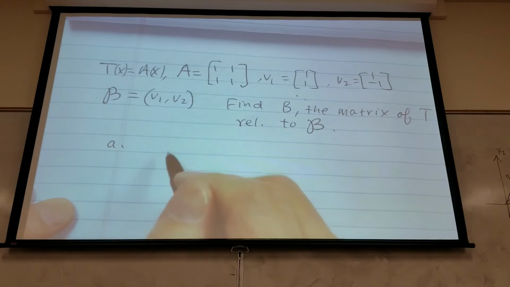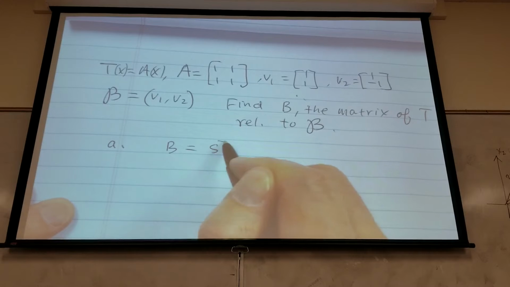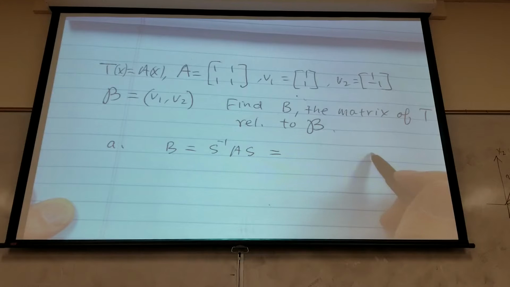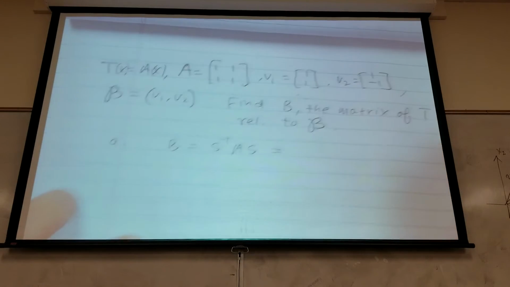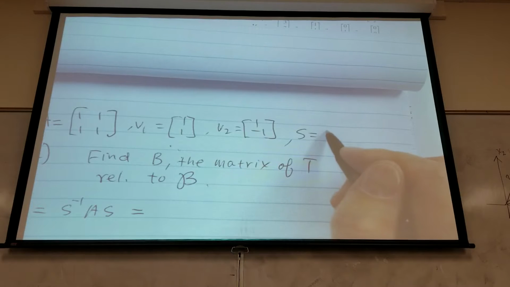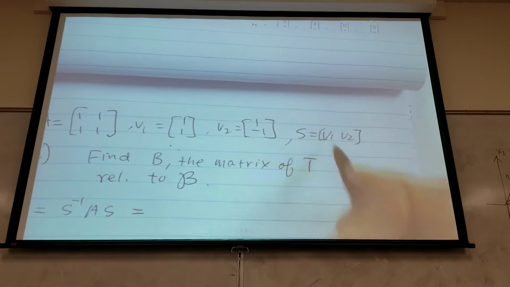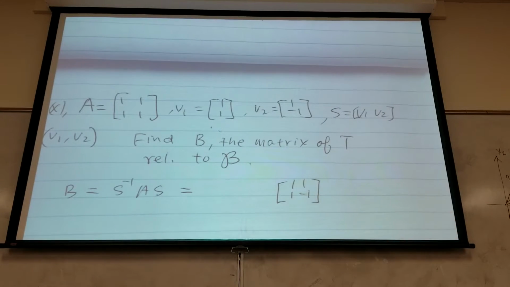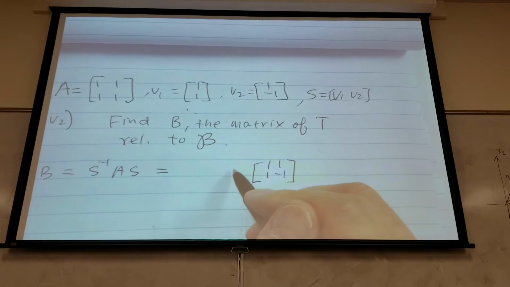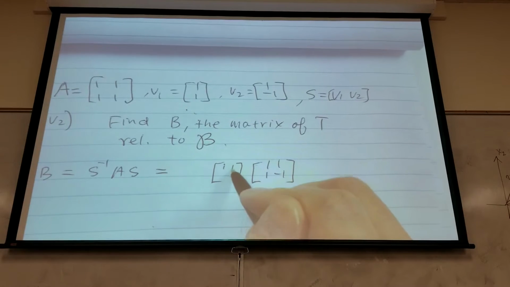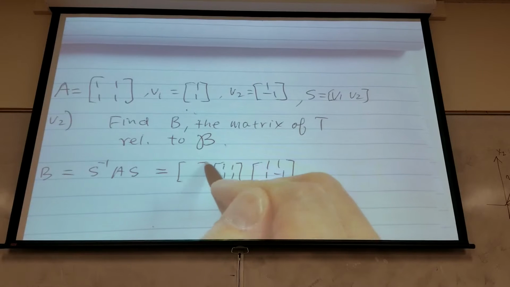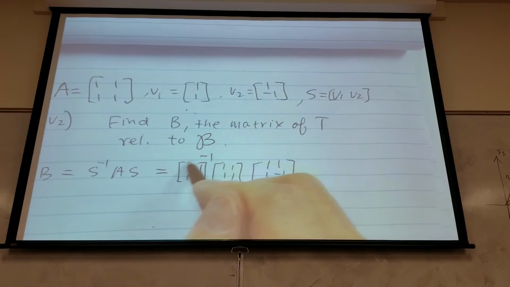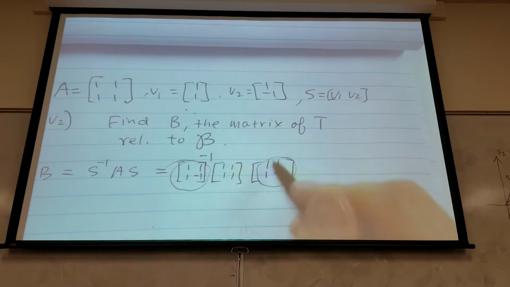A. B is S inverse AS. So what is S? Here, this S is B1, B2. So S is 1, 1, 1, minus 1, right? And then A, 1, 1, 1, 1. And then I need to put S inverse, which is 1, 1, 1, minus 1 again. So that's S, right? S inverse, right?